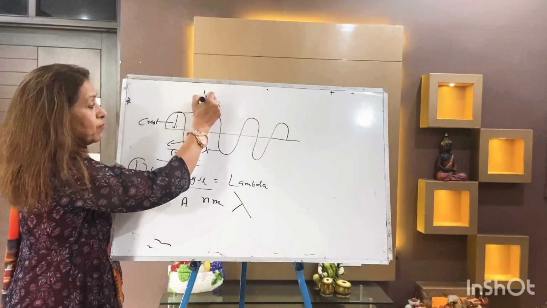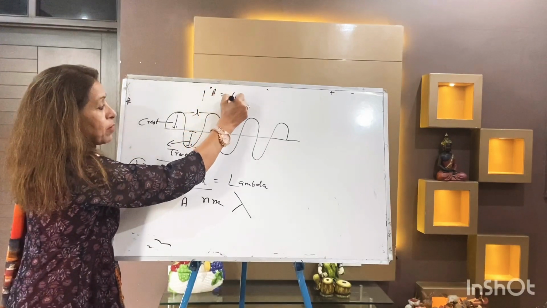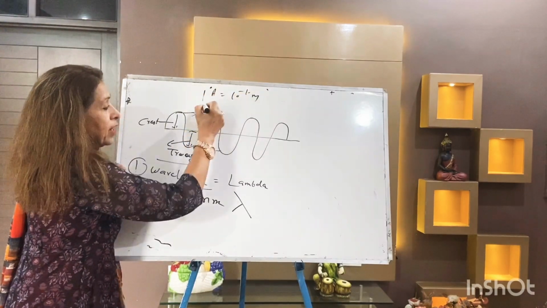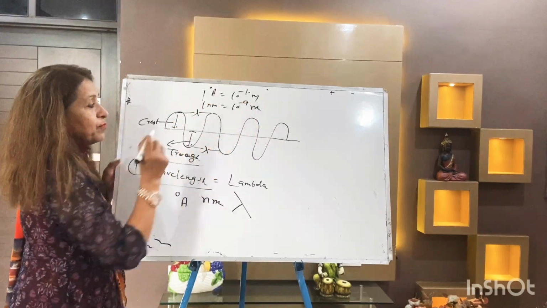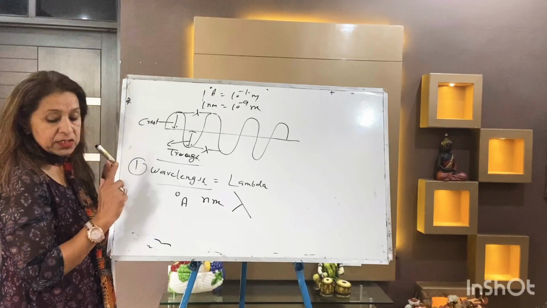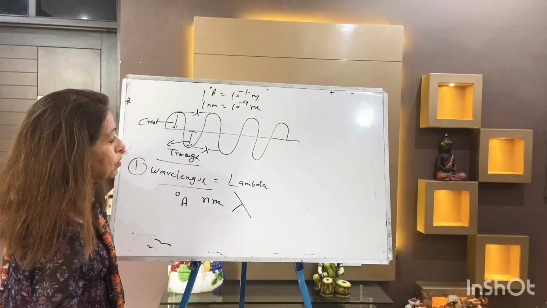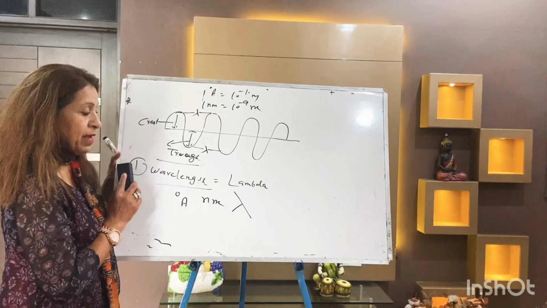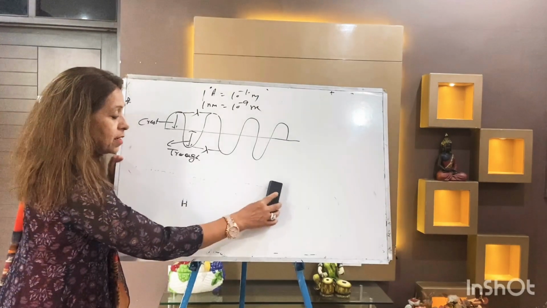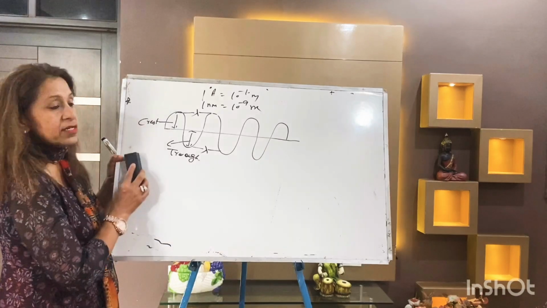1 angstrom is equal to 10 raised to power minus 10 meters, and 1 nanometer is equal to 10 raised to power minus 9 meters. So the unit of wavelength is angstrom and nanometer. Nano is 10 raised to power minus 9 meter. So this is wavelength. Wavelength is the distance between two crests, that is lambda.